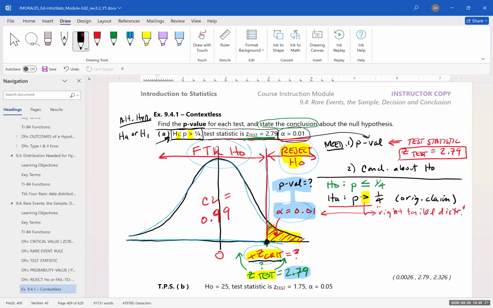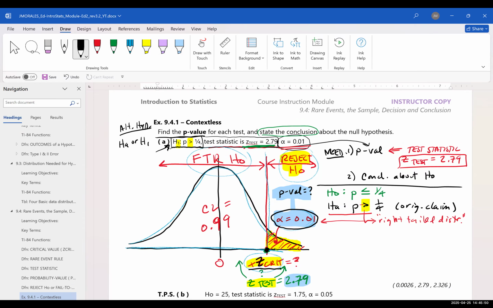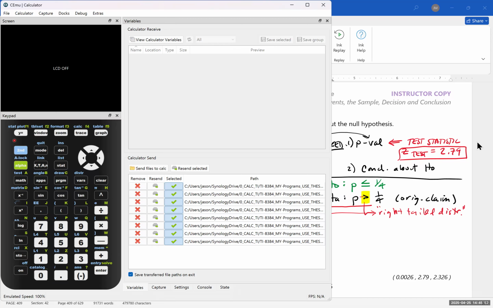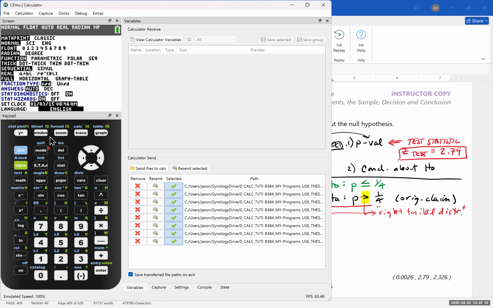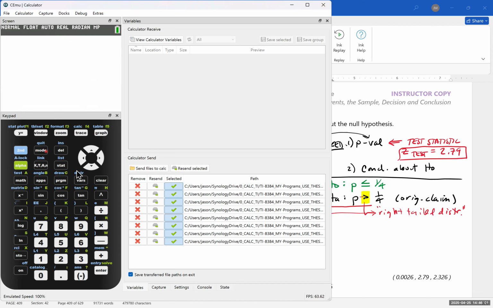Well, the critical value is adjacent to the significance level. So we're going to need an inverse distribution function for that. Now, since we're dealing with a z-score, that tells us we're dealing with a normal distribution. So we're going to be using inverse norm. So let's go over here to the graphing calculator, the Texas Instruments. Let me turn this on, quit out of that. Okay, so distribution functions. So second vars, go down to inverse norm.